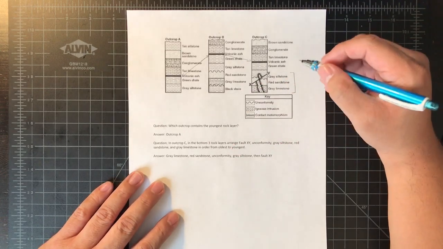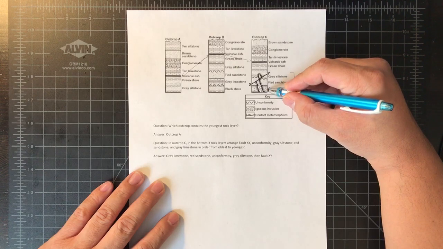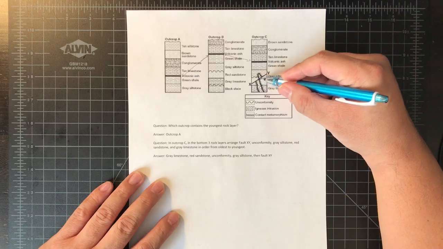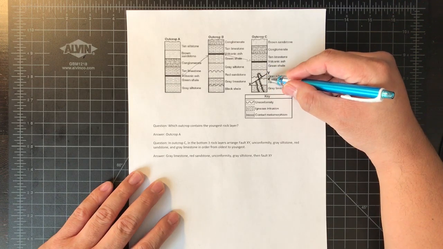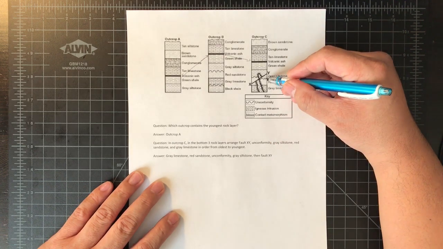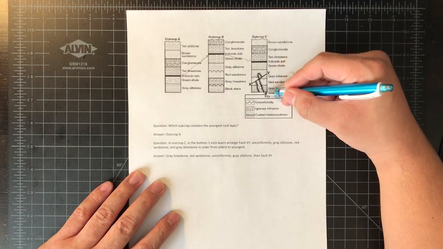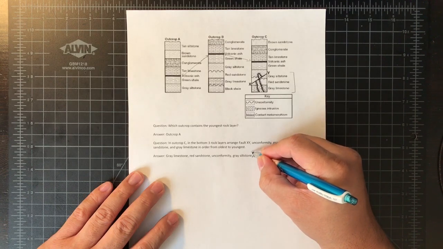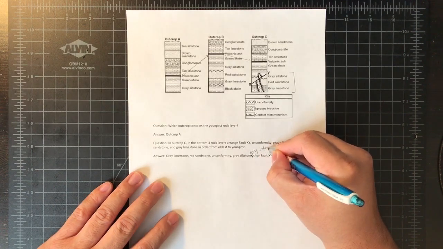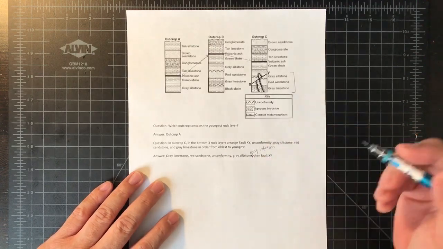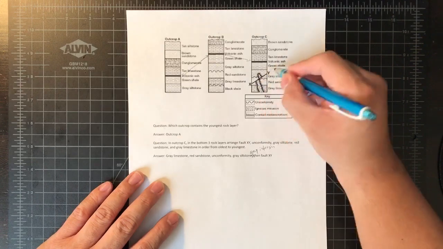But the answer is gray limestone being the one on the very bottom, the red sandstone above it, and then an unconformity occurred. And then, did I forget the intrusion? Well, whatever. It should have been the intrusion, the gray siltstone, the intrusion, then fault X or Y. So that should have been gray intrusion. I know you're thinking, wait a minute, we don't have that in ours. Well, you could write it in. The gray intrusion happened, and then the fault cut it.